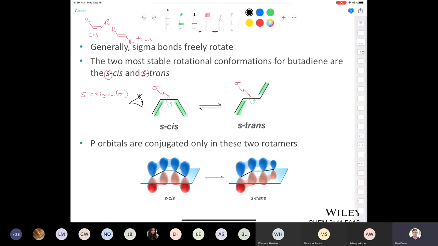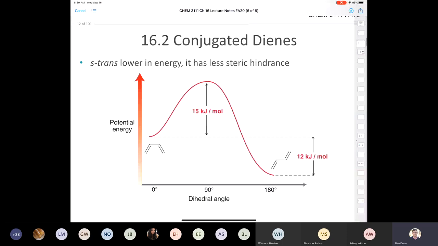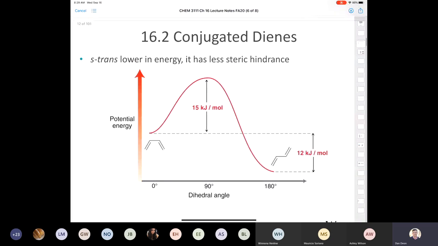Okay, so the p orbitals are still going to be conjugated in both of those rotamers. We call them rotamers. They're just conformers that differ by rotation. So it's just a fancy name for conformers that interchange by rotation. Anyhow, as I just alluded to, the S trans is lower in energy, and that's because it has less steric hindrance.